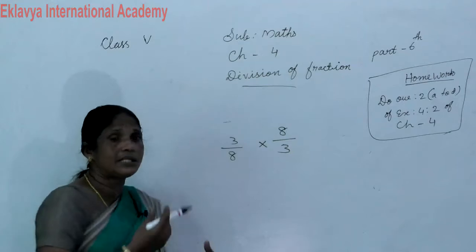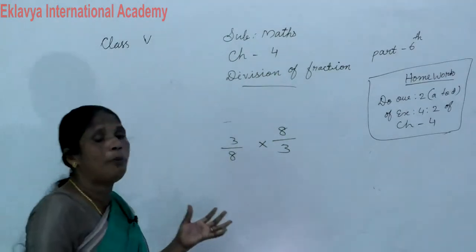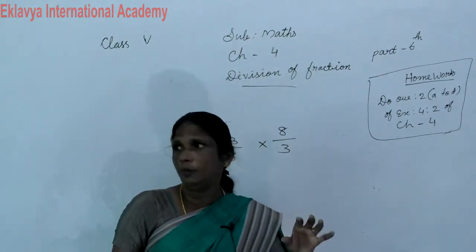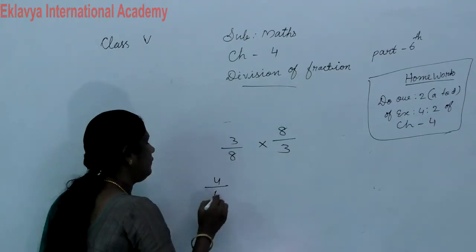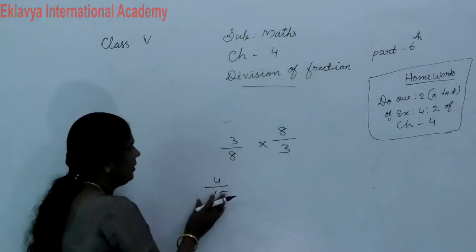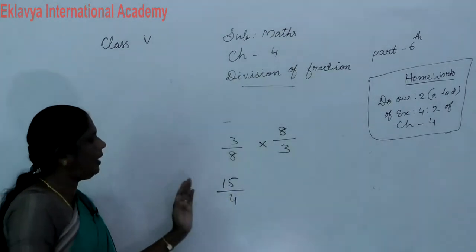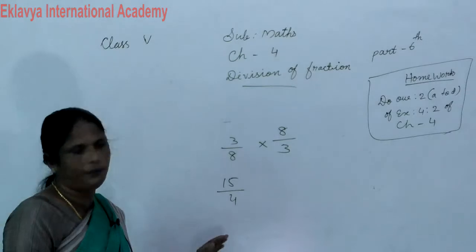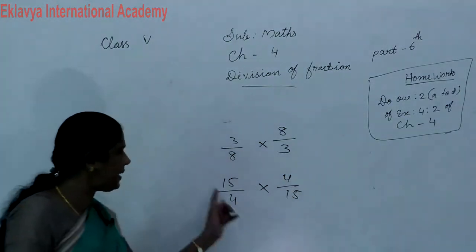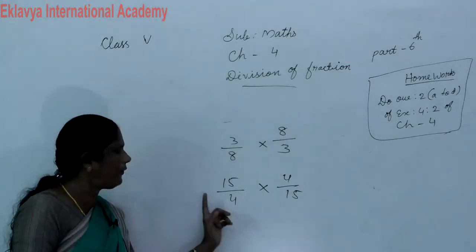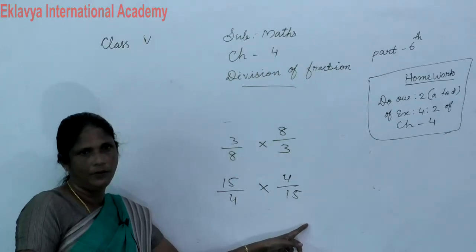Then, what is the reciprocal of an improper fraction? The reciprocal of an improper fraction is a proper fraction. For example, 15 by 4. What is the reciprocal of 15 by 4? It is 4 by 15. The reciprocal of an improper fraction is a proper fraction. Understand?